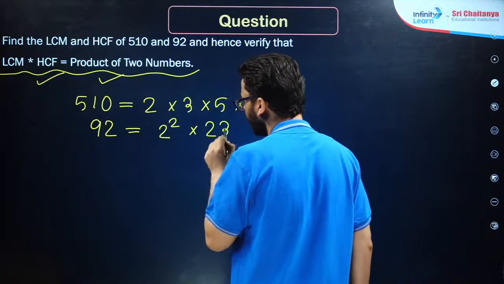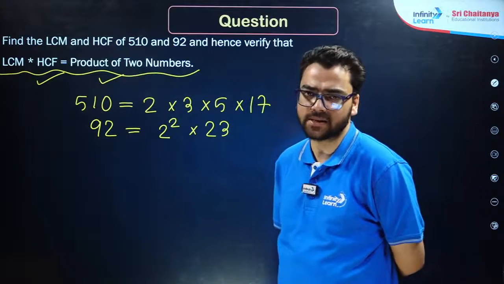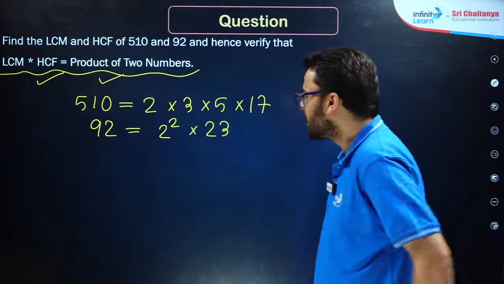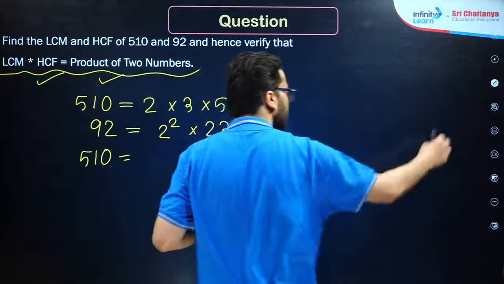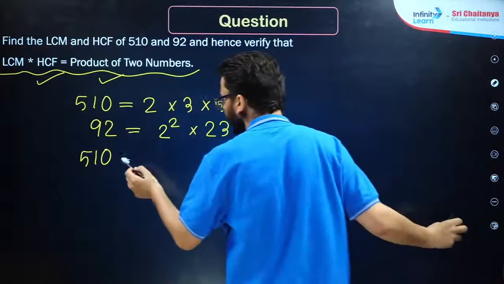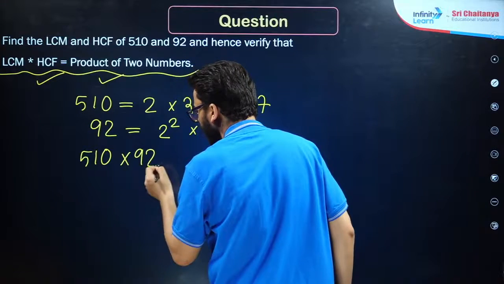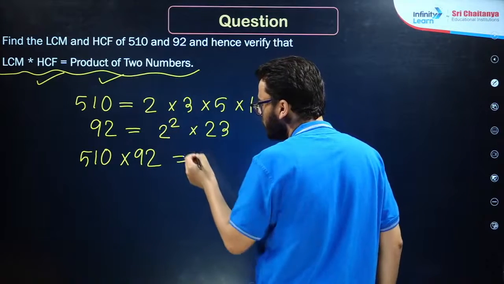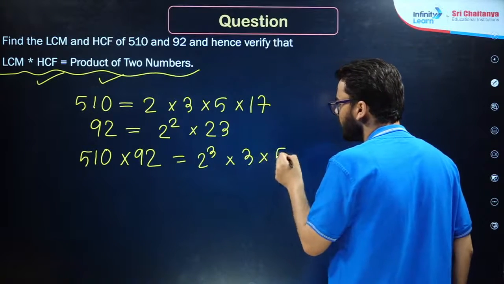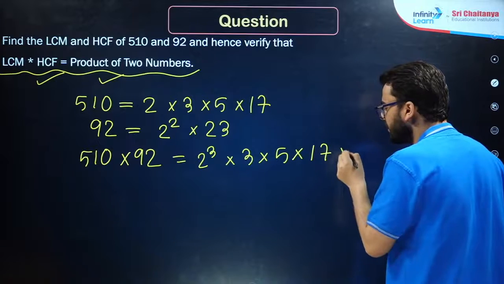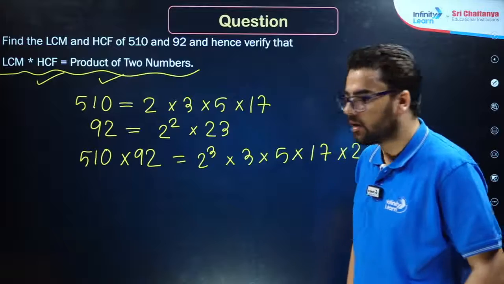Is that correct up till here? Yes. Now, what is the product of these numbers? Tell me. If you find it in exponential form, what is the product of these numbers? It will be 2 into 2 square, that is 2 cube, then 3 will come, then 5 will come, then 17 will come, then 23 will come. That is the product of these numbers, correct? Now what is their HCF?